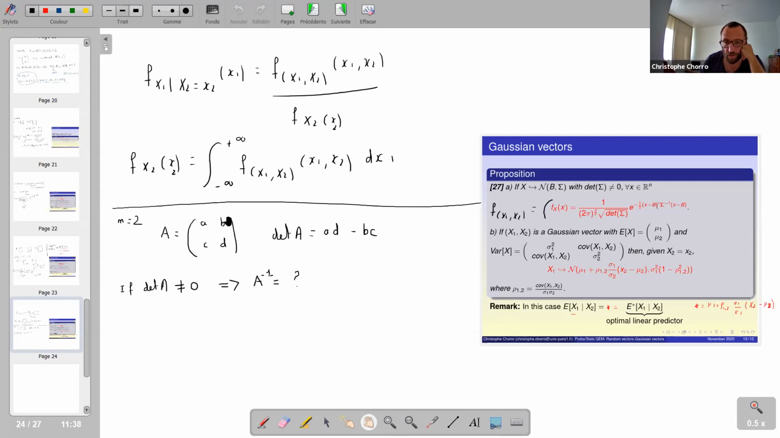When you have a matrix of size n equal to 2, which is exactly what happens in statement B of proposition 27, because I have only 2 random variables, a random vector of size 2, I have a way to do this efficiently. First, the determinant: you have this nice formula. And my question is how to compute A minus 1 in this situation.